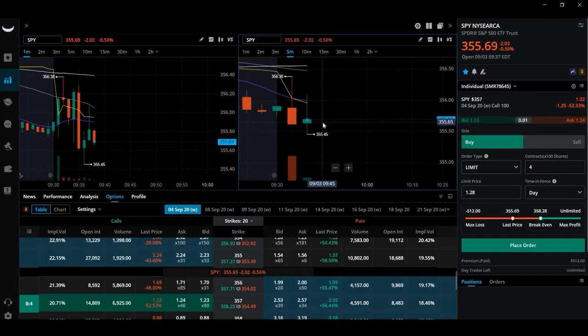And I'm debating if I want to try to buy one contract to start and then scale in as it moves down, because I want to get into a call option this morning. So I get a couple contracts on the 357 strike because they're around $130 right now.